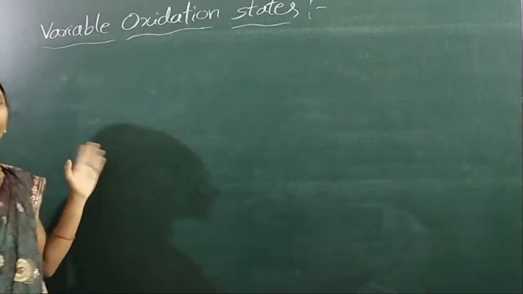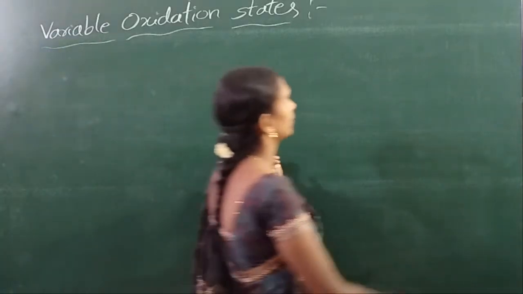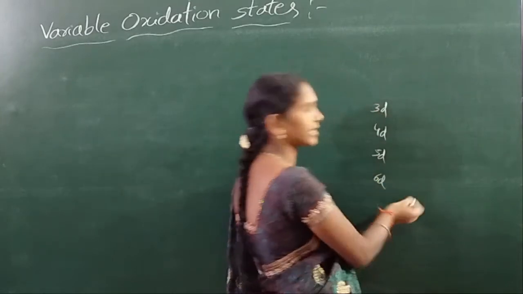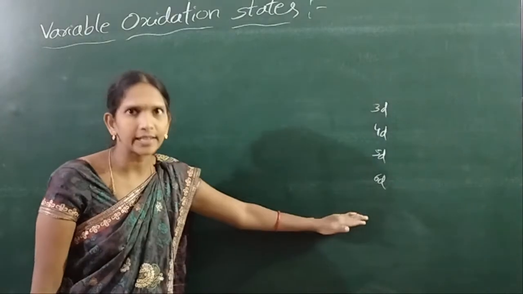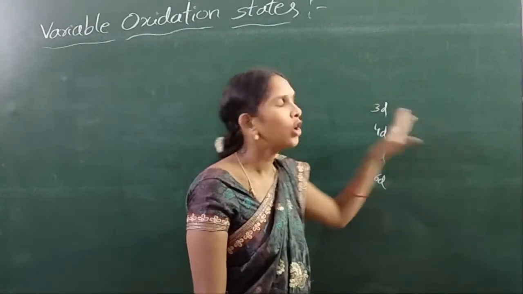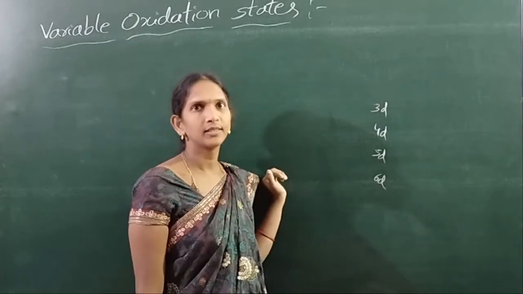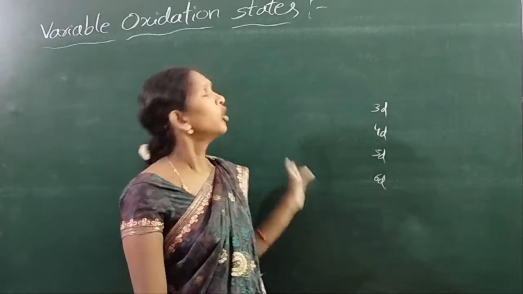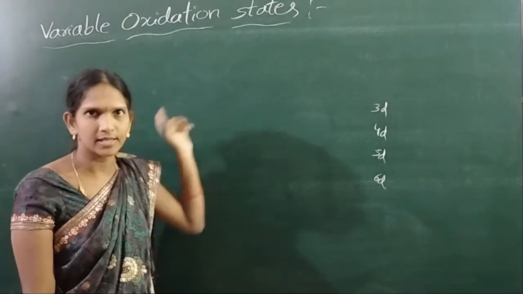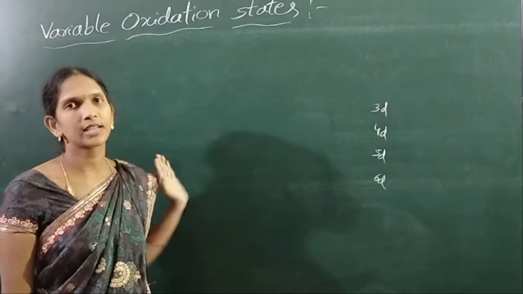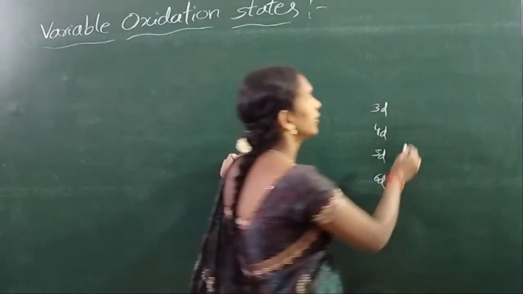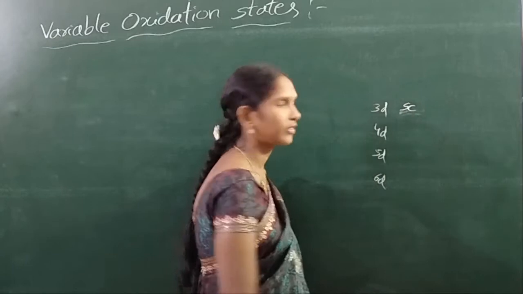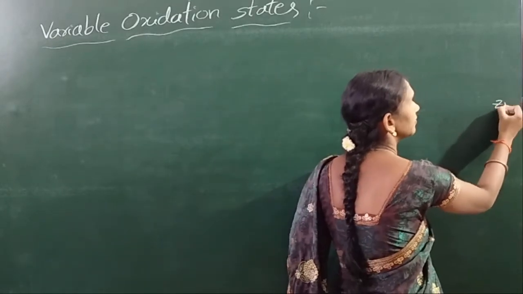Next, in D block elements, the 3D series, 4D series, 5D series, and then 6D series are present. We have 4 series. All these elements can have variable oxidation states, except the first, that means scandium with atomic number 21, and the last, zinc.